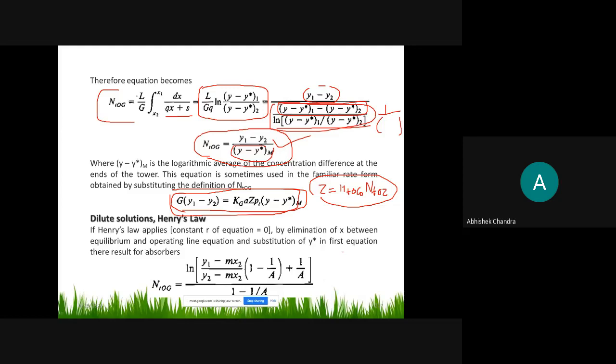And next time we will discuss some of the topics and questions related to this mass gas liquid operation.